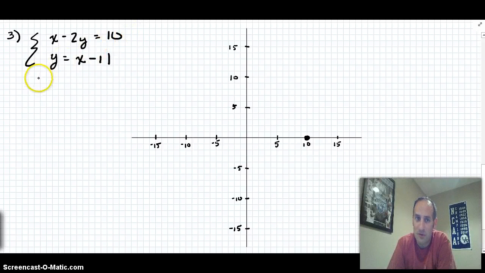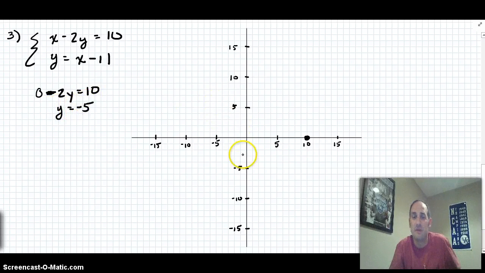In addition to that, if x was 0, and I'm going to have to write this one out just to make a little more sense. If x was 0, then 0 minus 2y would equal 10. Well, that would mean that y has to equal -5 at that point. And if y equals -5, that's down here.